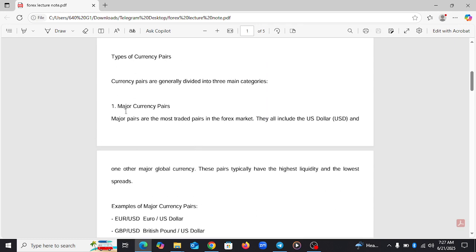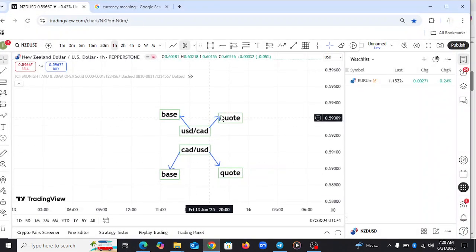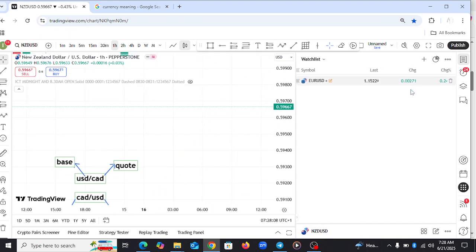What you need to understand is that major currency pairs are pairs that are crossed with the United States dollar, right? Any pair that is crossed with the United States dollar, whether it comes first as the base currency or as the quote currency, it doesn't really matter. As long as the USD is in the pair, then you would consider that a major pair. Now, what does that mean?